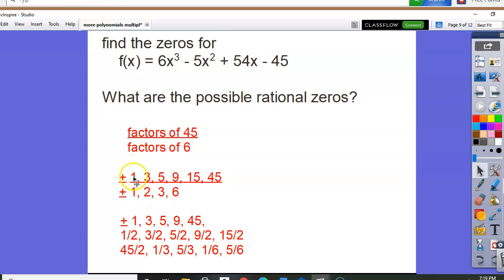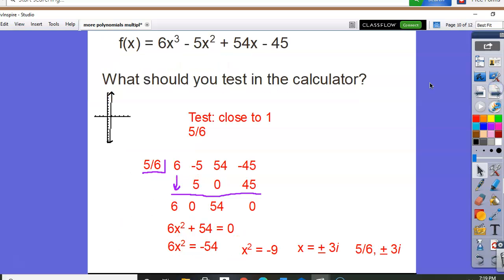Again, we take each one. So we would do 1 over 1, 3 over 1, 5 over 1, 9 over 1, 15 over 1, and 45 over 1. And then we can move over. We get 1 over 2, 3 over 2, 5 over 2, 9 over 2, and we continue on. Again, I took out all of the values that were repeating. Okay, so now we reviewed how we got those answers.